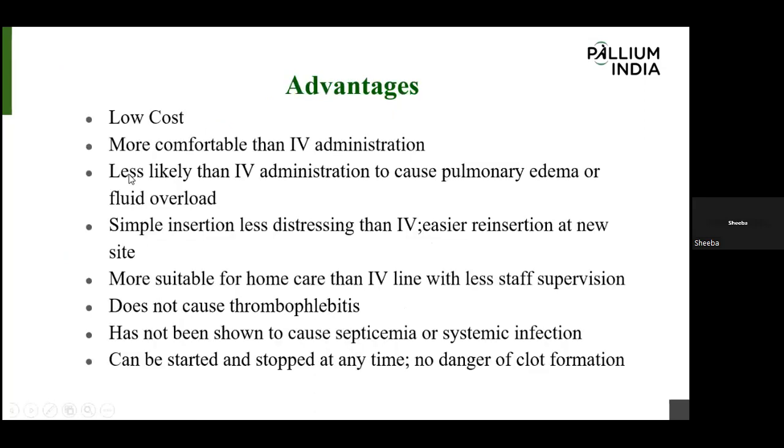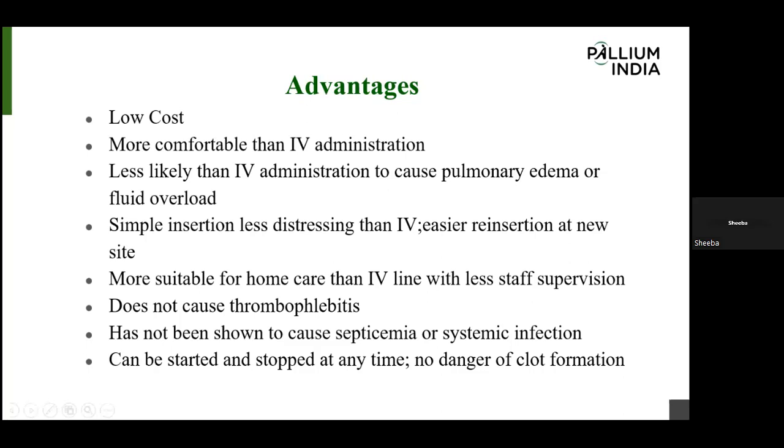The advantages: low cost, more comfortable than IV administration. If you do IV administration, sometimes you will not get the intravenous line, so you give multiple pricks for getting it. Here, if you choose the subcutaneous infusion, only 1 prick is needed. That way we can reduce the patient's pain, and it is less likely than IV administration to cause pulmonary edema.